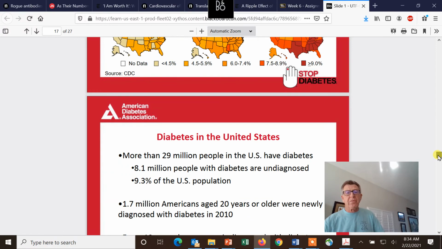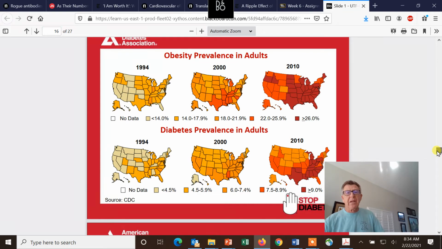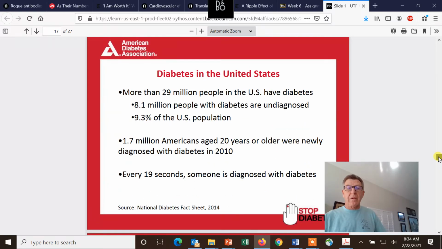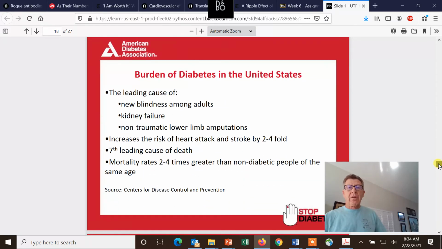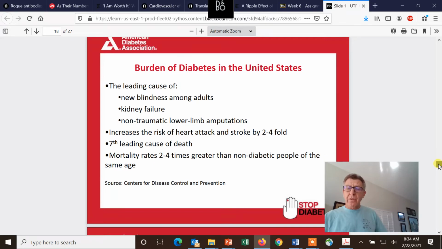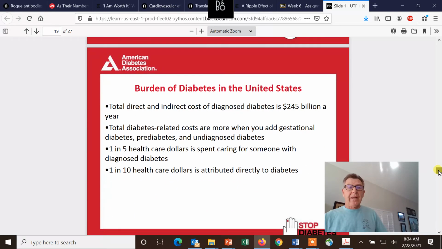Okay, these are the risk factors right here. Again, we see how obesity and diabetes just go hand in hand. Here is another epidemiology we look at by state and by time, and we can see that it's completely paralleling each other, and it's very clear that obese individuals are the group we're looking at.